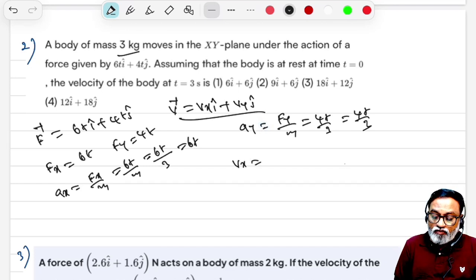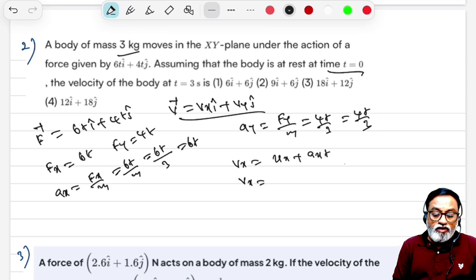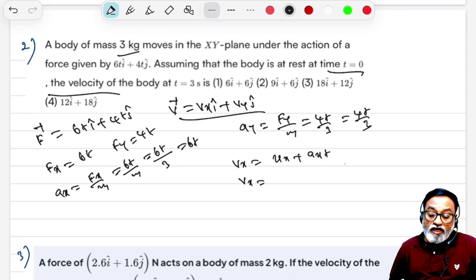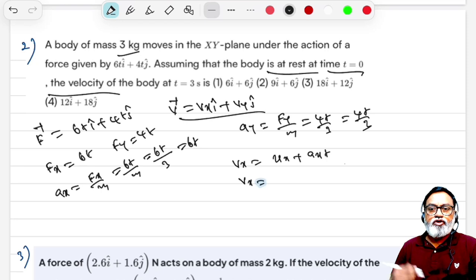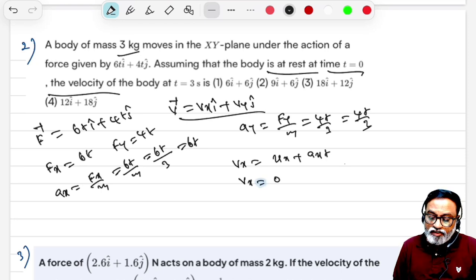See, velocity in x direction, vx is equal to ux plus ax into t. But at t is equal to 0, assume the body is at rest at time t is equal to 0, means initial velocity is 0, ux 0, uy 0. What is ax? 6t into t, that is 6t square. Therefore 6 into, what is the time given, after 3 seconds, therefore 3 square.